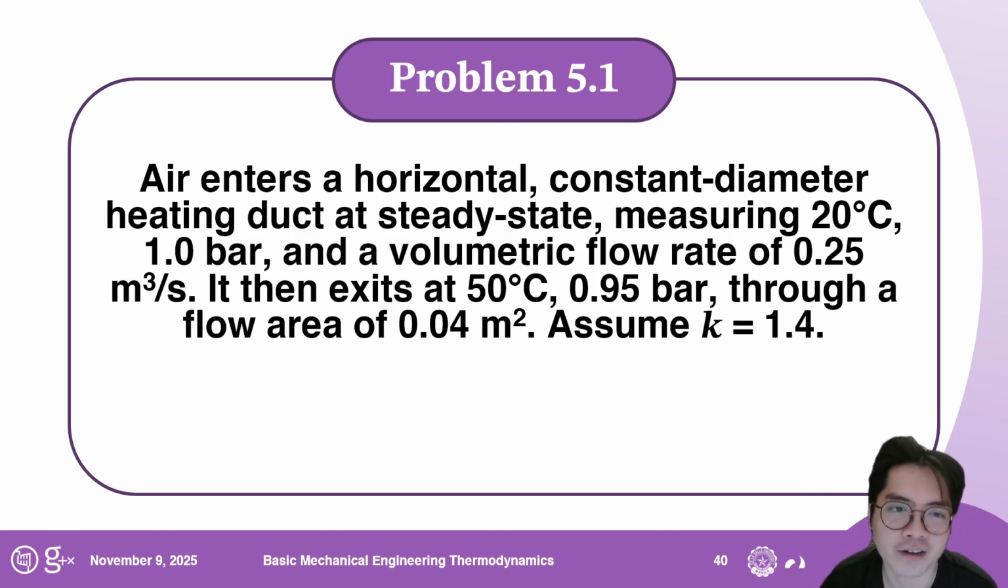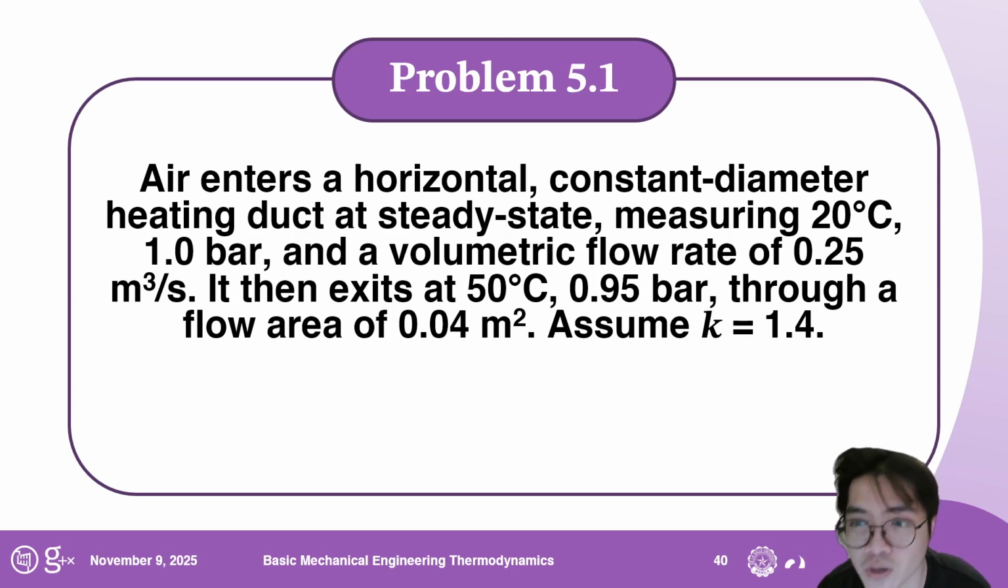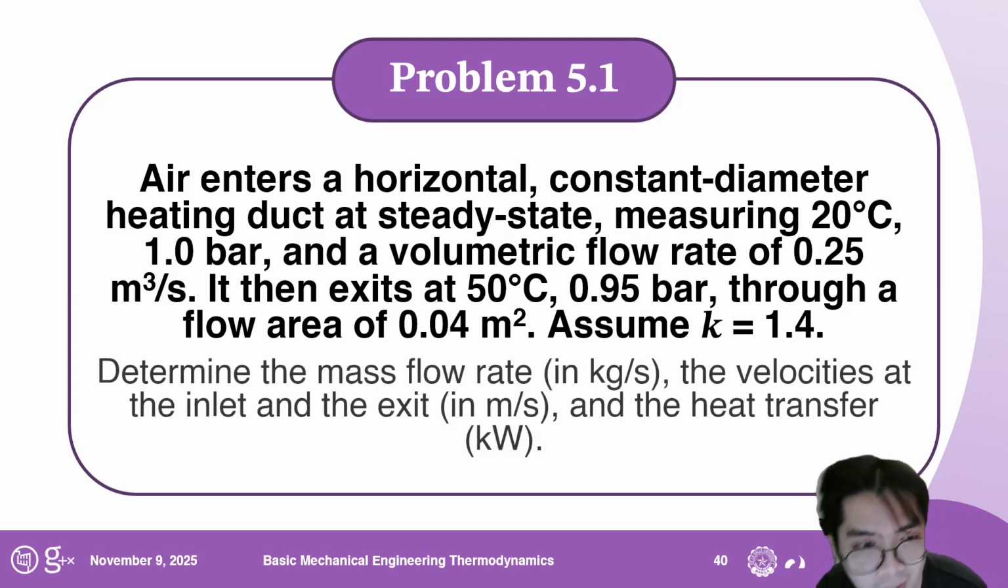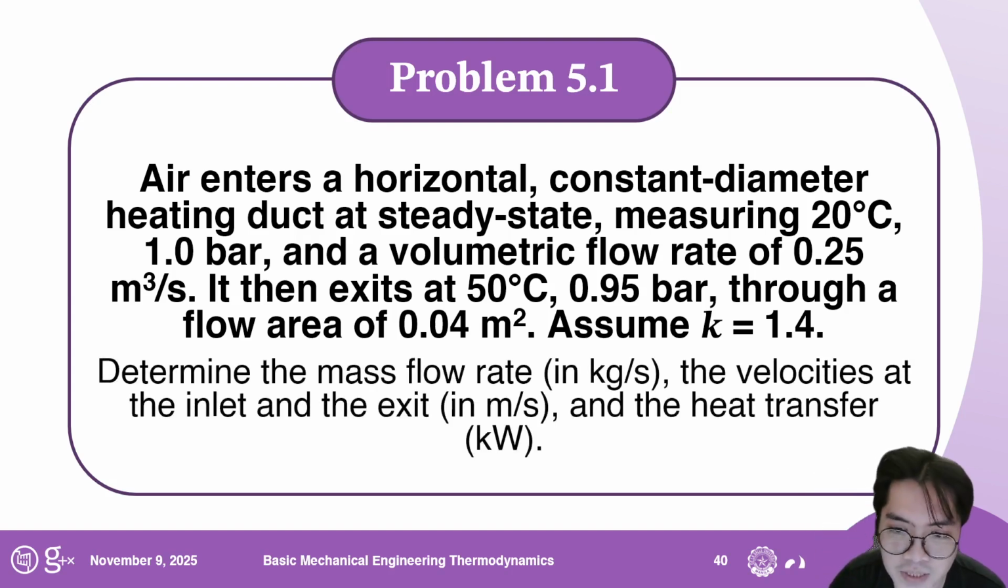Anyway, air enters a horizontal constant diameter heating duct at steady state, measuring 20 degrees Celsius, 1 bar, and a volumetric flow rate of 0.25 cubic meters per second. It then exits at 50 degrees Celsius, 0.95 bar, through a flow area of 0.04 square meters. Assume that your k is 1.4, although technically I don't need to say this out loud because you should know the k of air. Determine the mass flow rate in kilograms per second, the velocities at the inlet and the exit in meters per second, and the heat transfer in kilowatts.